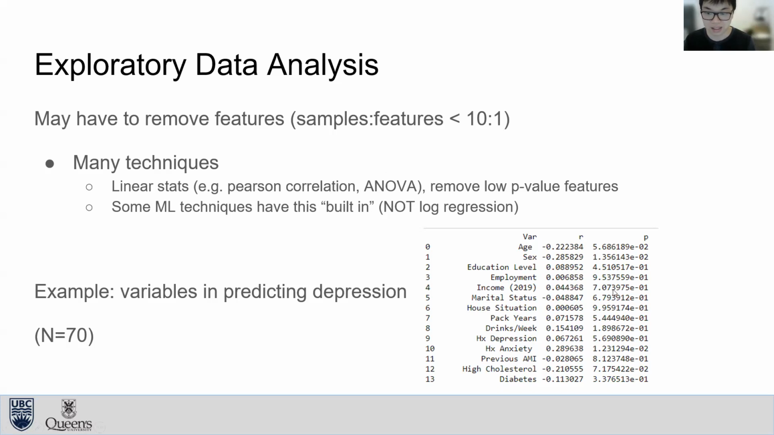So for instance, this is one example of something that someone's worked on in the past, where they tried to look at the odds ratios and p-values of different variables predicting depression. And they found that some had really high p-values and probably we didn't have enough data for them, so they removed those features.